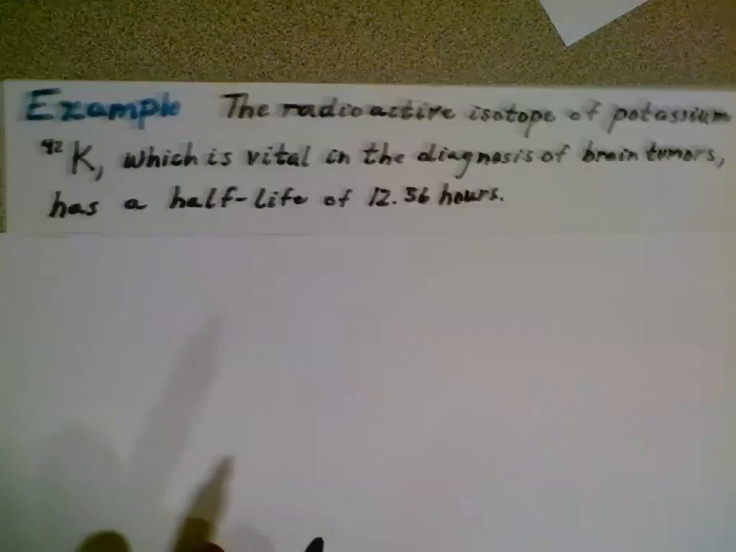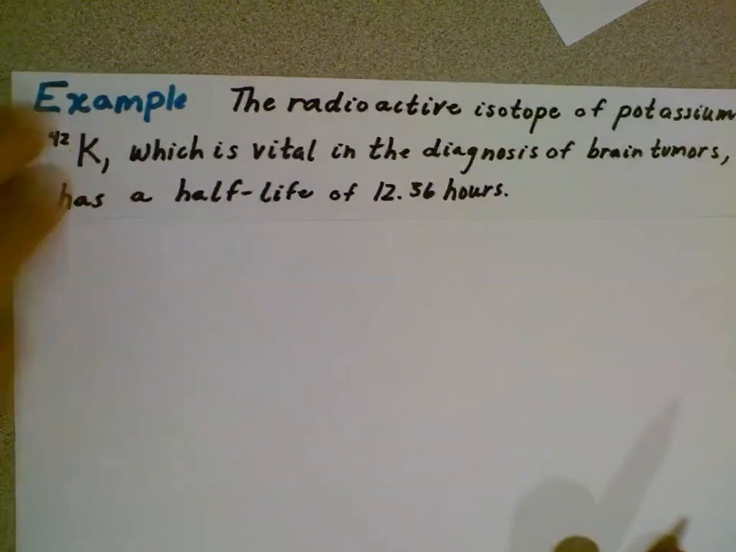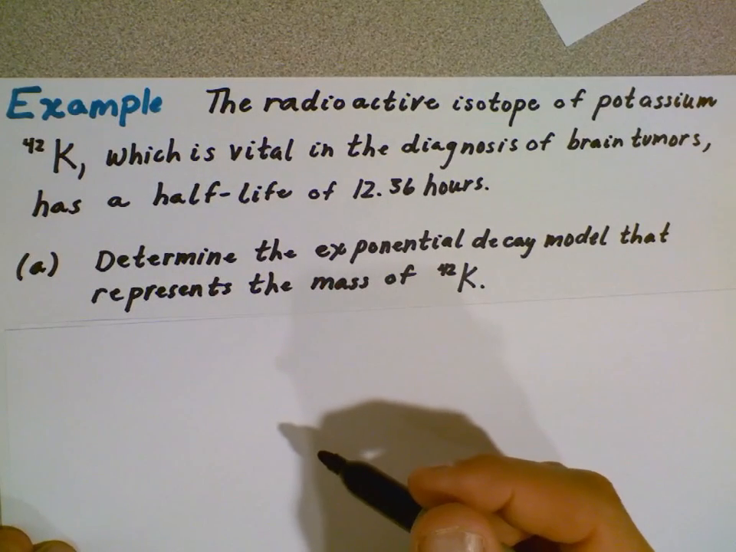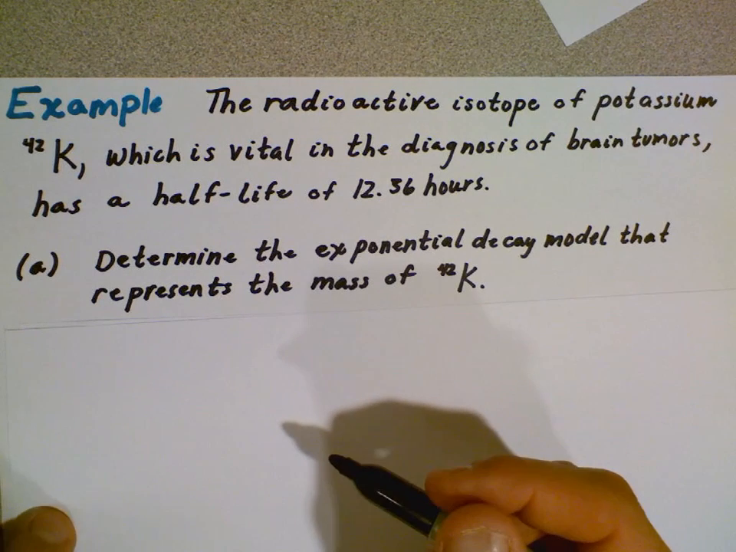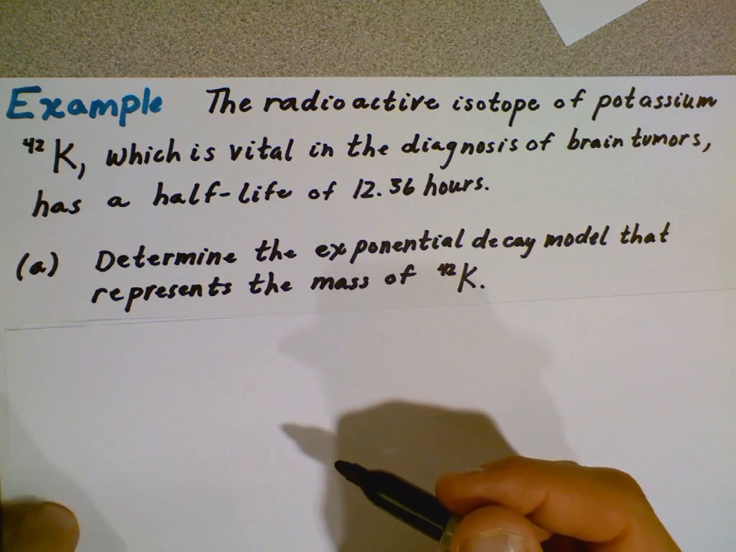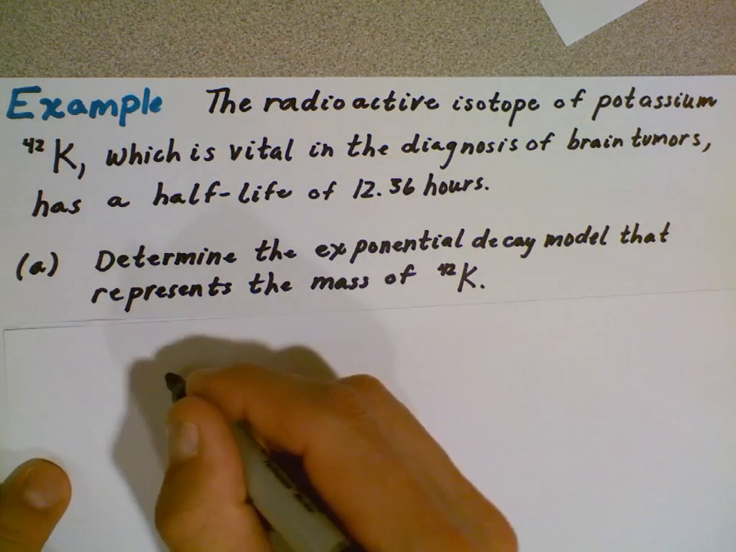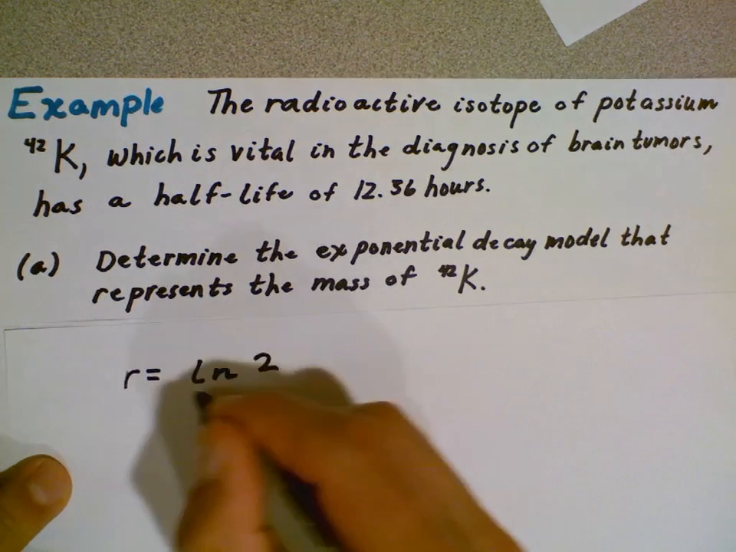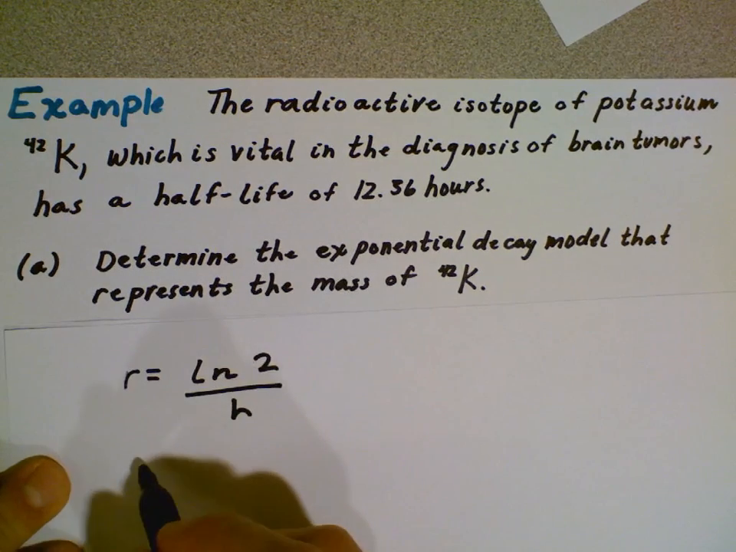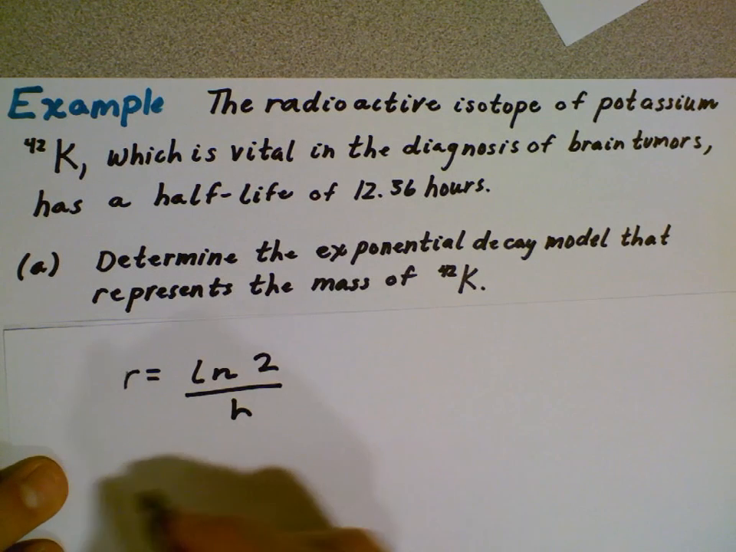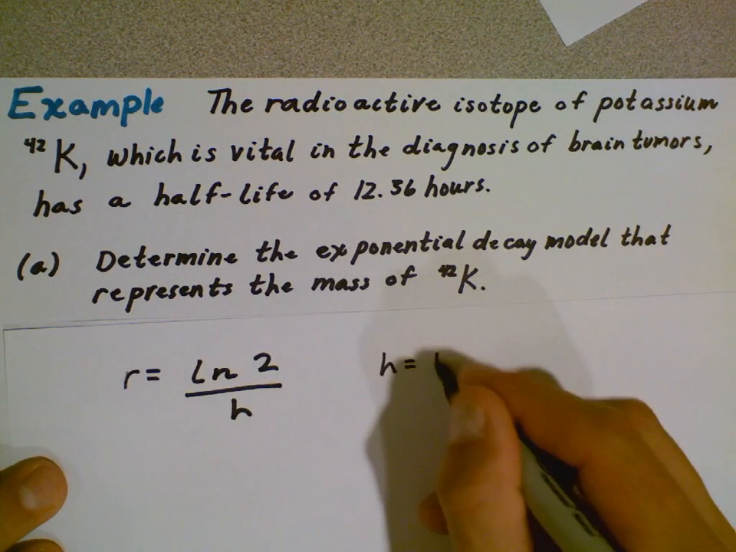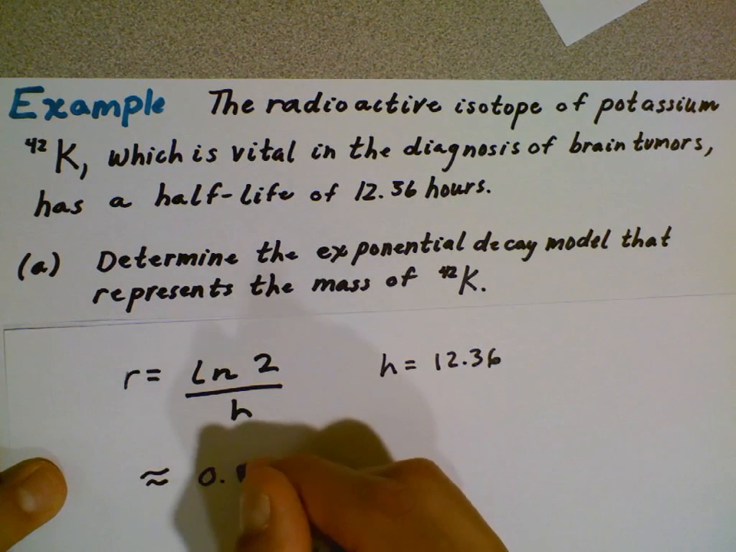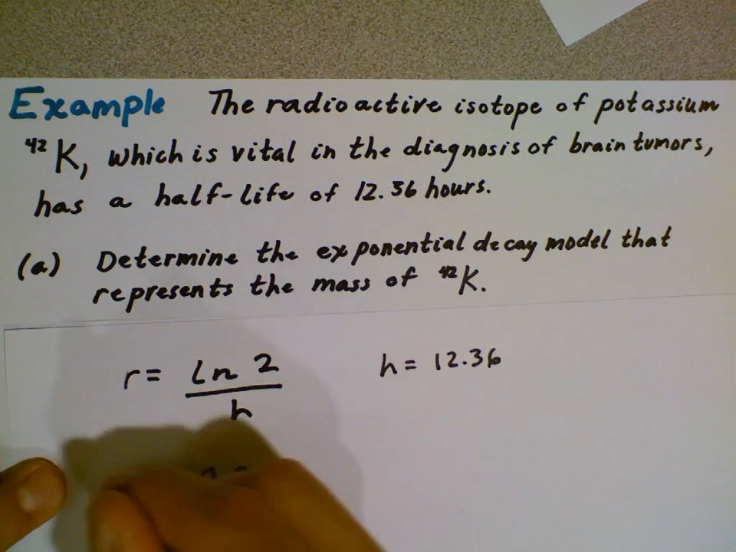So we're going to first look at Part A, and it wants the exponential model. The first thing we need to do is write the relationship between rate of decay and half-life. R is equal to the natural log of 2 over H. We need to find our R value. When we plug in H equal to 12.36 and simplify, we get approximately 0.056 is equal to R.